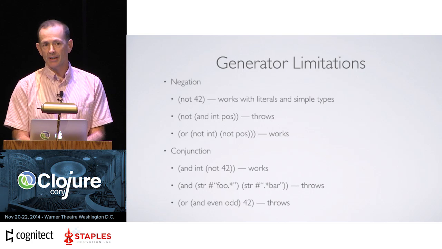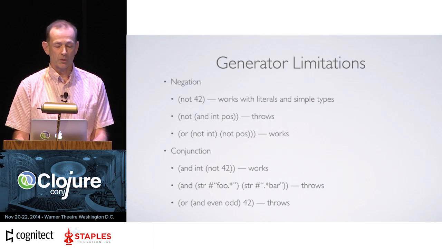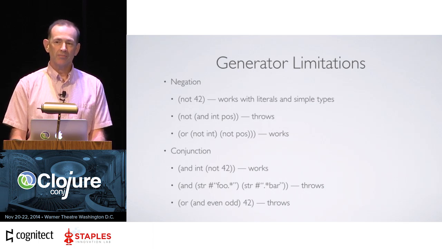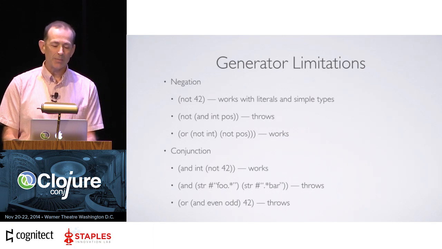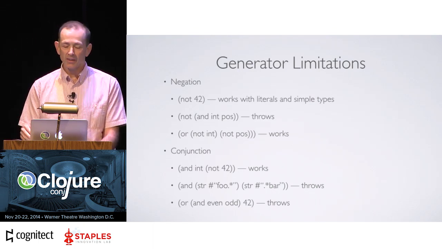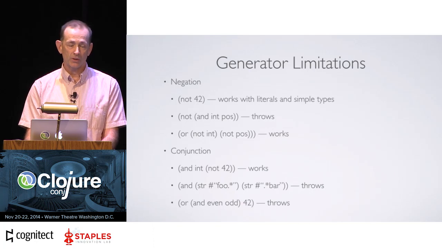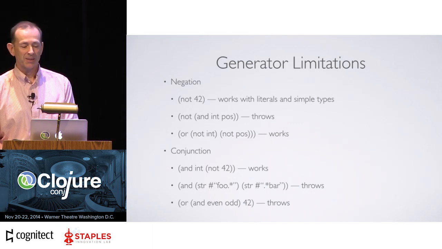A simple case, like not 42 or not any of the simple types, I can generate a generator for without a problem. But if the generator is a complex generator that maybe I don't know enough about, in the second case here I say not and int and positive, right now that throws what I call a lazy programmer error, because I haven't quite handled that case yet. But you can see the third case works fine, and that's obviously the equivalent if you think about it in logical terms.